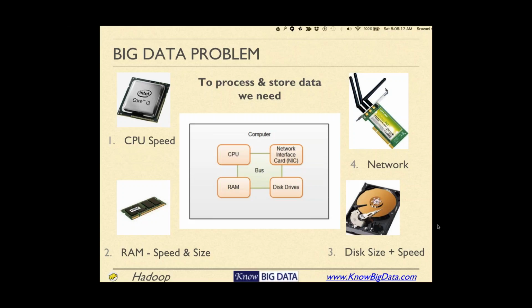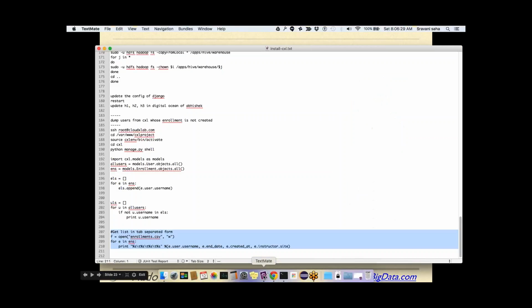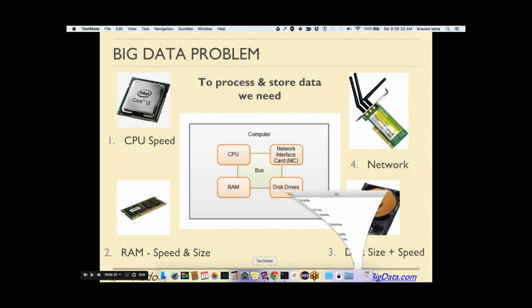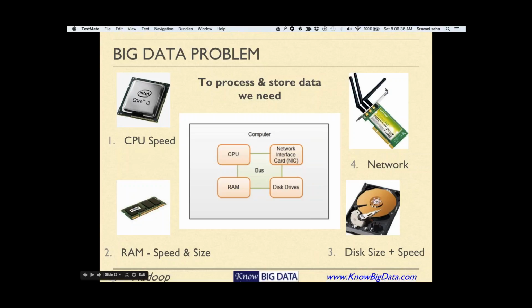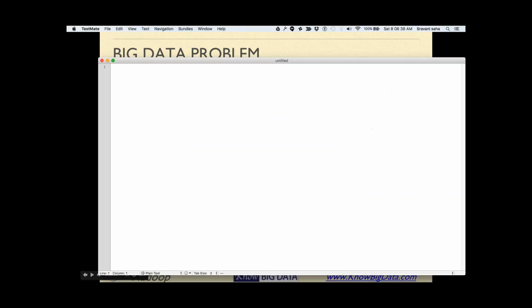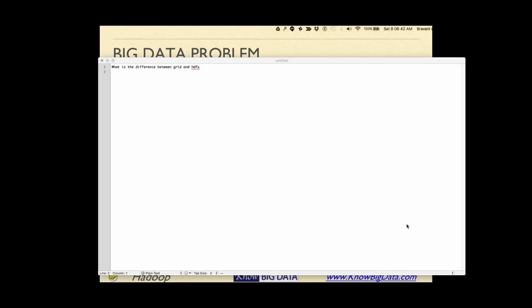Krishna's question is, what is the difference between grid and HDFS? I think it'll be a little premature for me to say. If you could send me this question, I will try to answer it. Let me make a note of it. I'll answer it maybe on the forum.